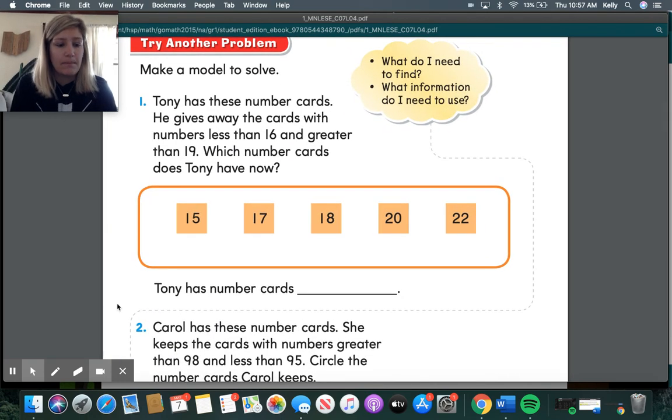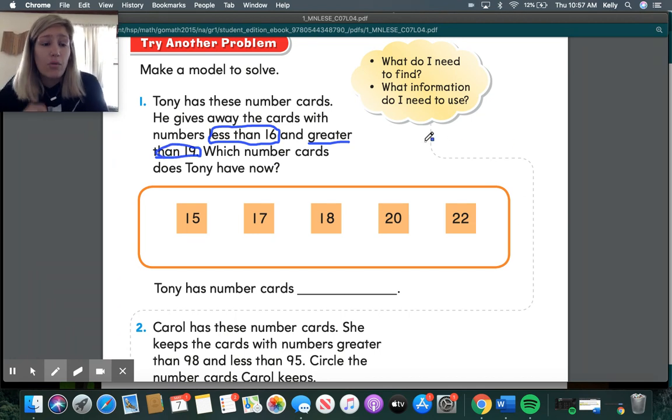Okay, so when you guys are doing this, I want you to circle or underline the really important parts. So less than 16, that's a really important part. And greater than 19. So you know you're going to give away or cross out cards that are less than 16 or greater than 19. Now, I only want you to focus on one at a time. So let's focus on any cards less than 16 right now, okay?